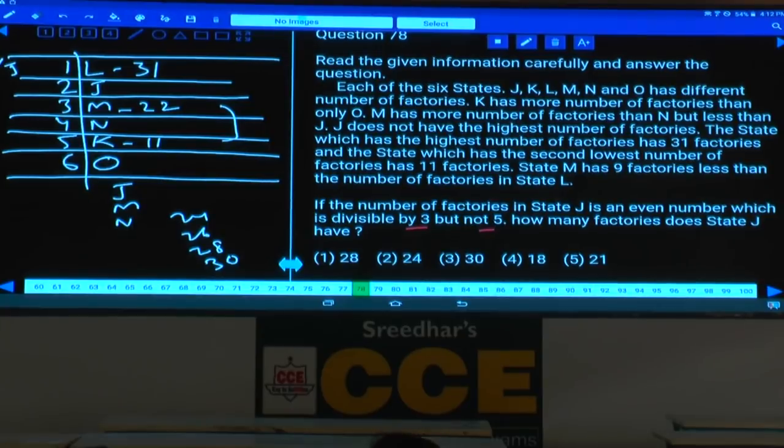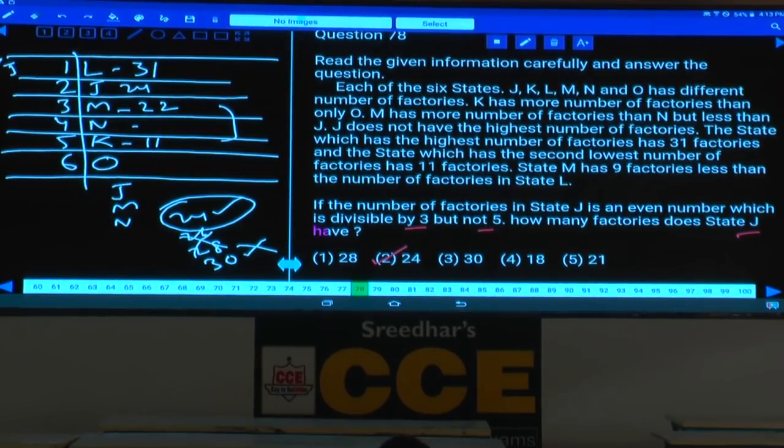Out of which, how many numbers are divisible by 3? There are 2, 24 and 30. But not by 5: 30 is divisible by 5, hence it cannot be the number. Finally, what is the number here? 24. Hence, what is the value of J? J can have 24, choice 2. Done with this. Now this is about 76 to 78.